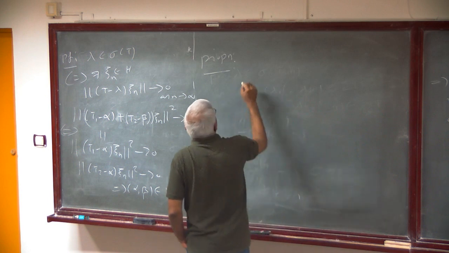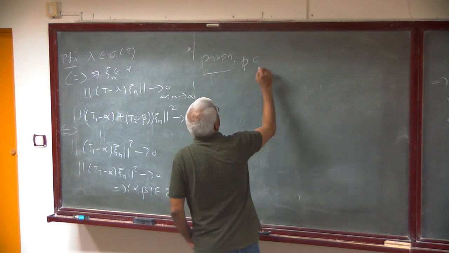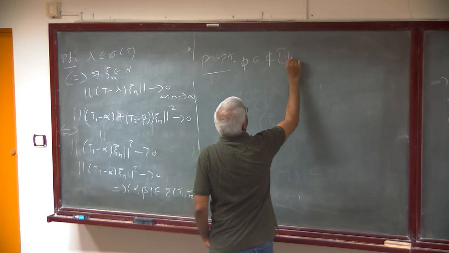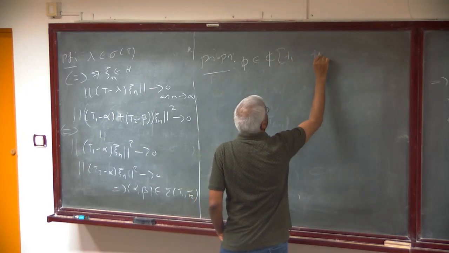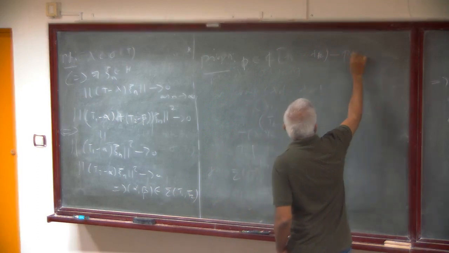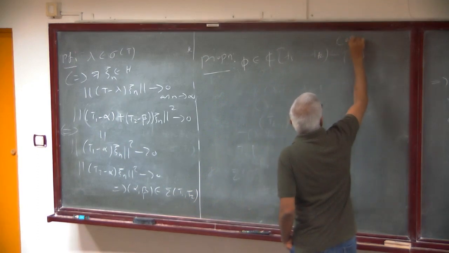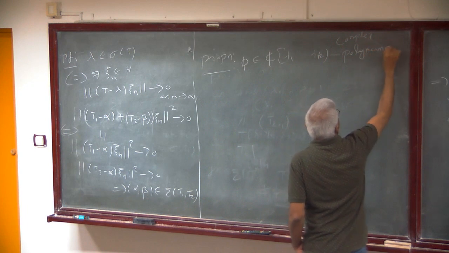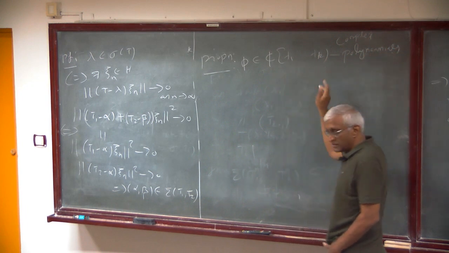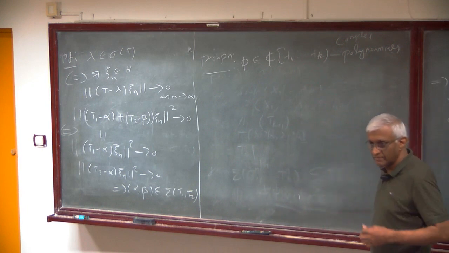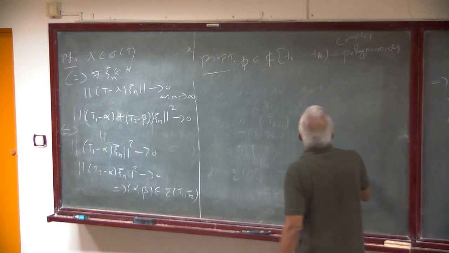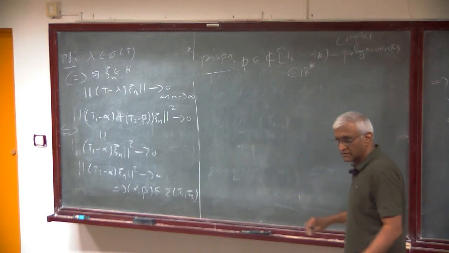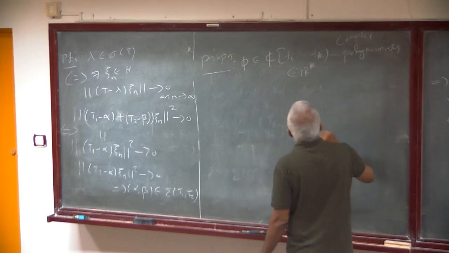You have a P, this is polynomials. Polynomial in k variables. Complex coefficients, a complex polynomial. The independent variables are real variables, T1 up to Tk. But the coefficients are complex.